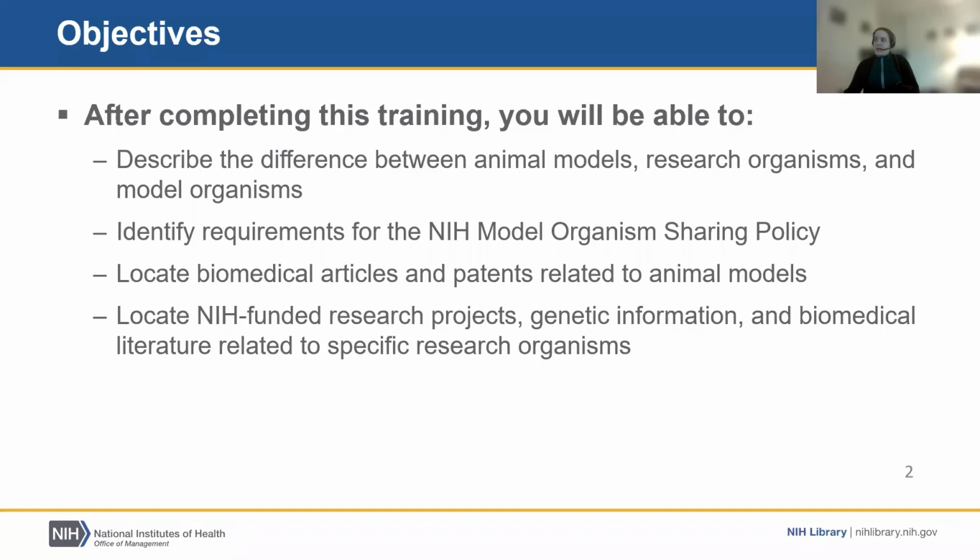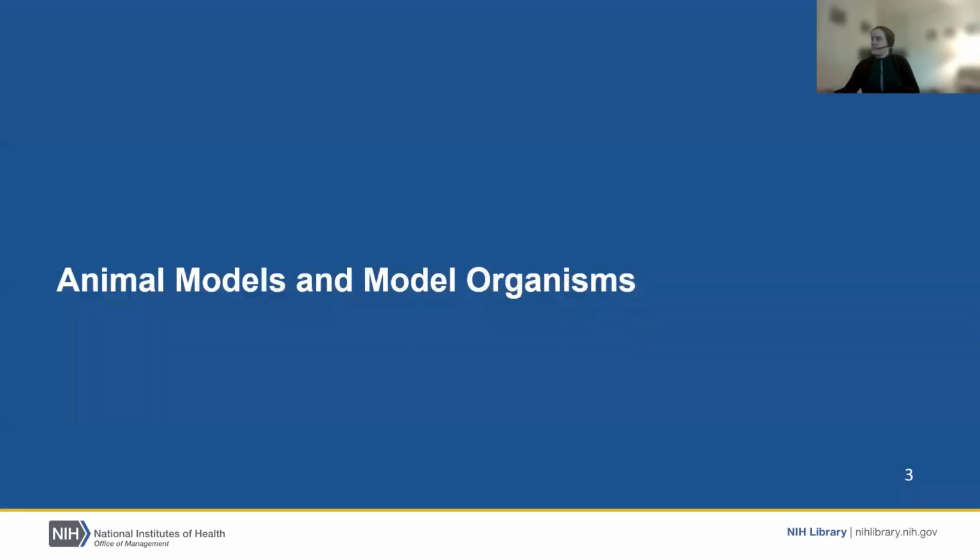You'll be able to locate NIH-funded research projects that utilize specific research organisms through NIH Reporter, and also identify publications, patents, and clinical trials related to these research projects. We'll look at how to identify genetic information and biomedical literature about specific research organisms through the taxonomy browser from the National Center for Biotechnology Information. And finally, we'll also look at where to find model organism databases, which provide genetic and biological data about specific model organisms.